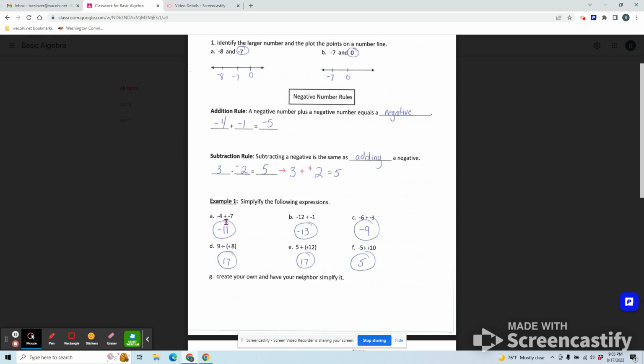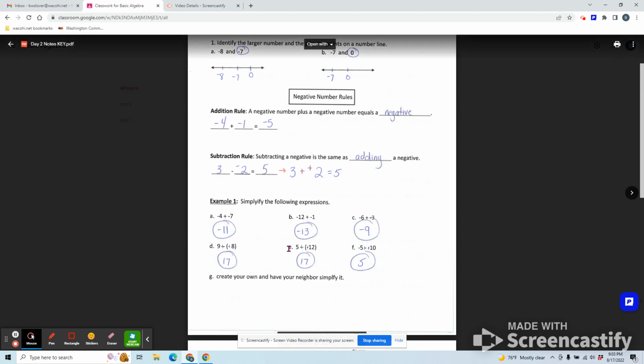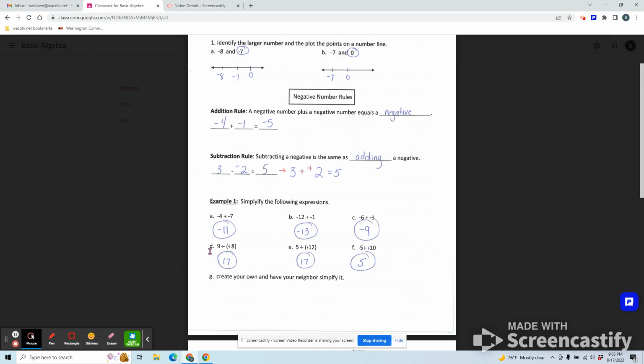So -4 plus -7. We know we're adding two negatives. We know negative is going to be in our answer. So really we can just do 4 plus 7 to get 11. And I'll just put that negative there. Letter D, 9 minus -8. Minus negative becomes that positive. So it's really saying 9 plus 8. That gives me 17.